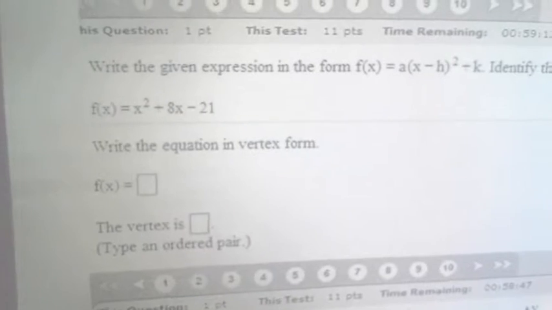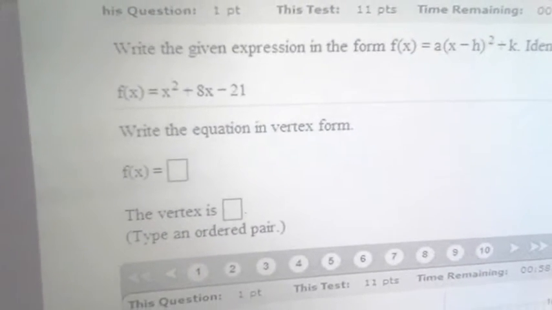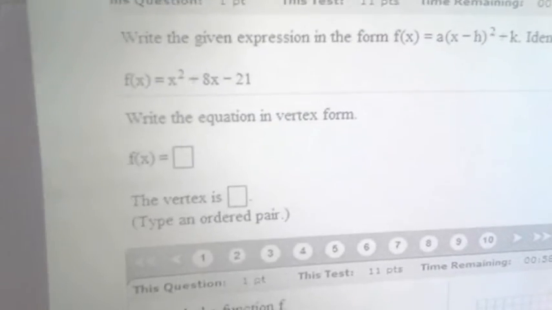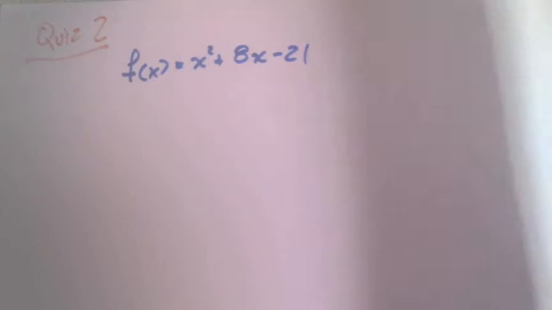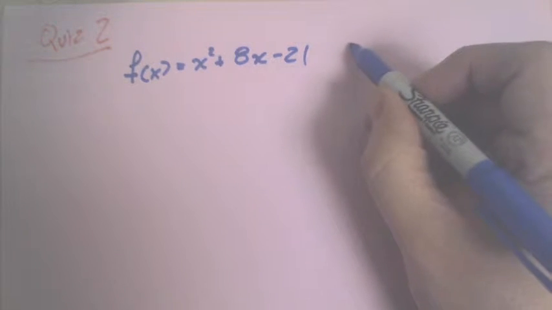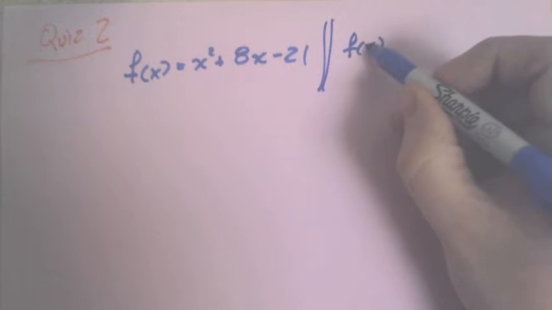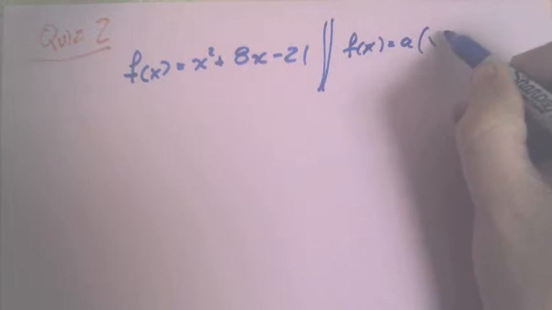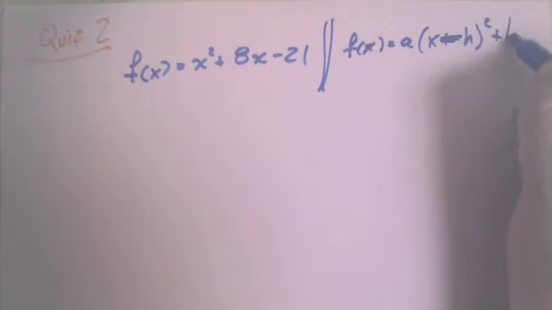So, given the function f of x equals x squared, I think it's a plus actually, plus 8x minus 21, write it in vertex form, and it even reminds you there what vertex form is. So our goal here is to write this in f of x equals a(x minus h) squared plus k form.